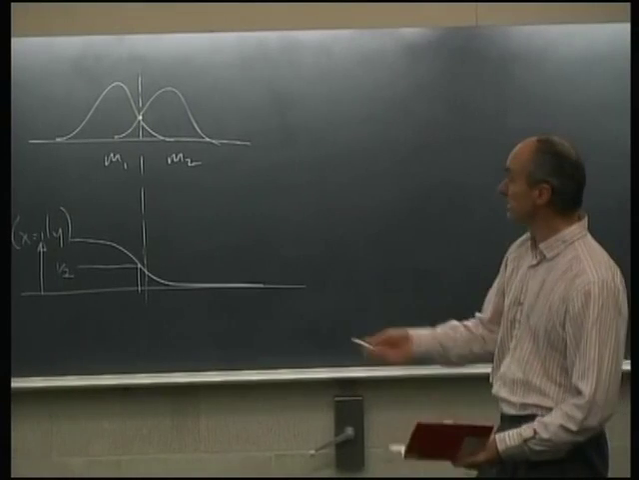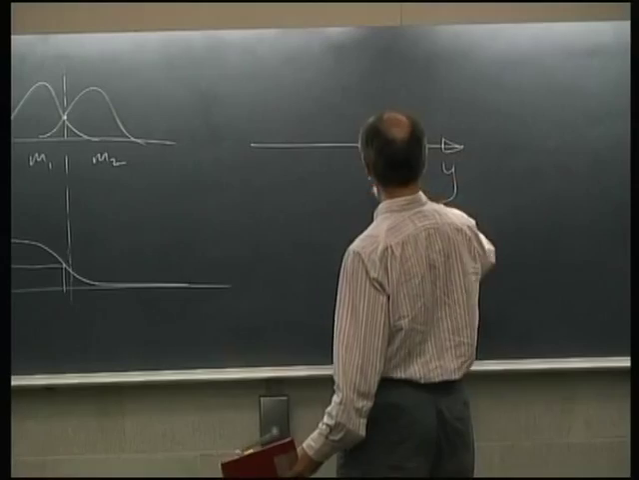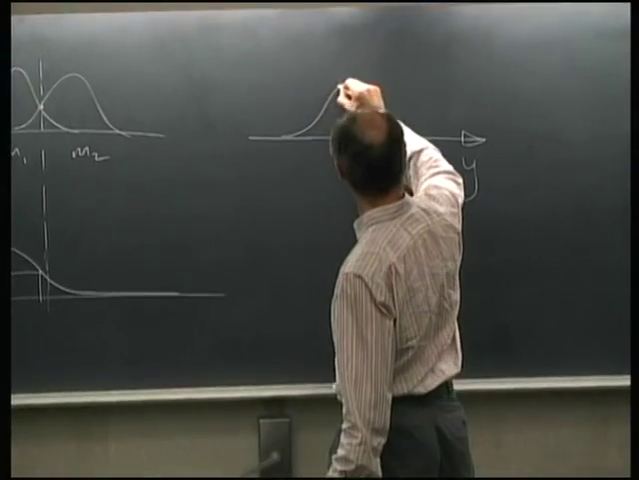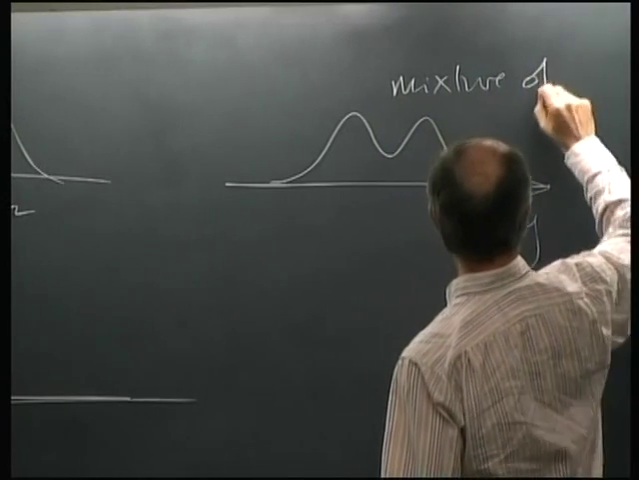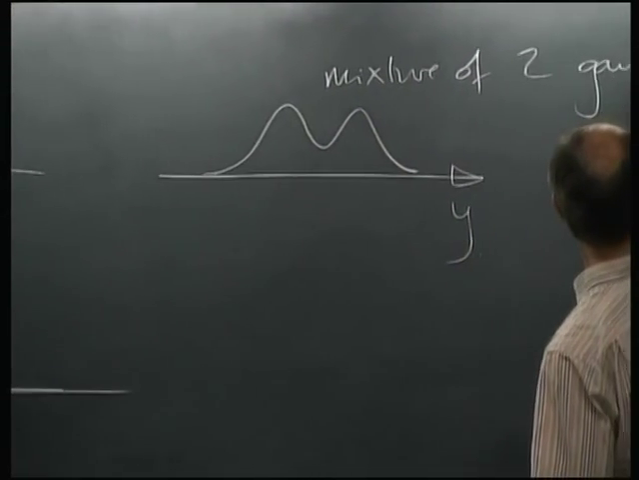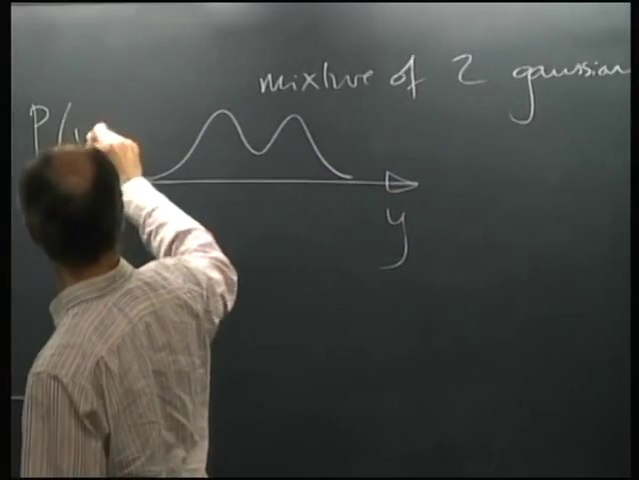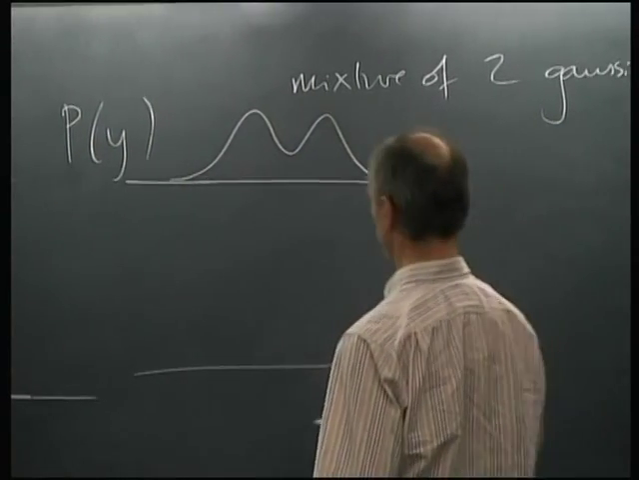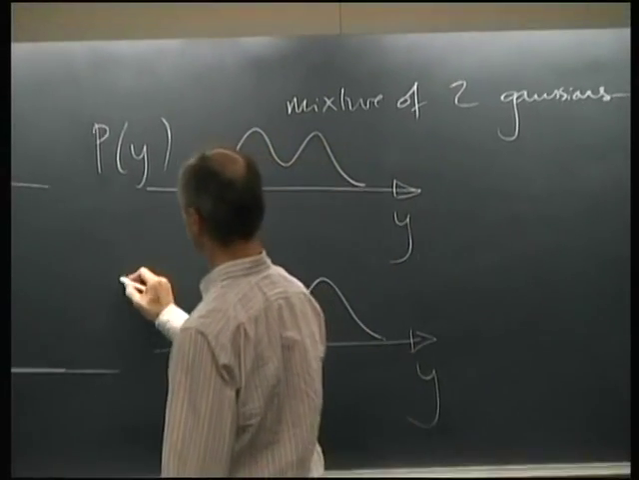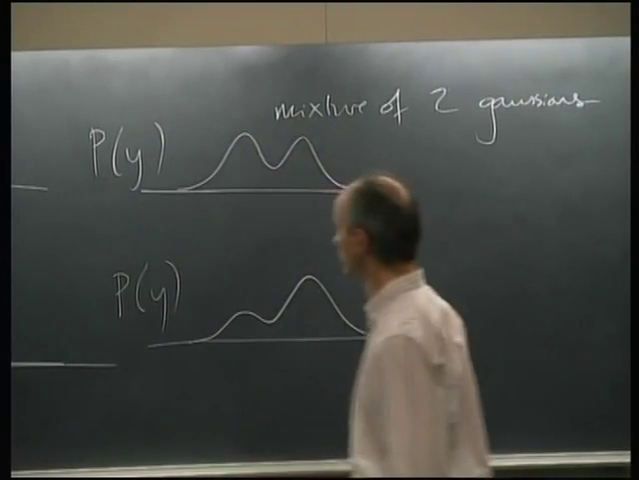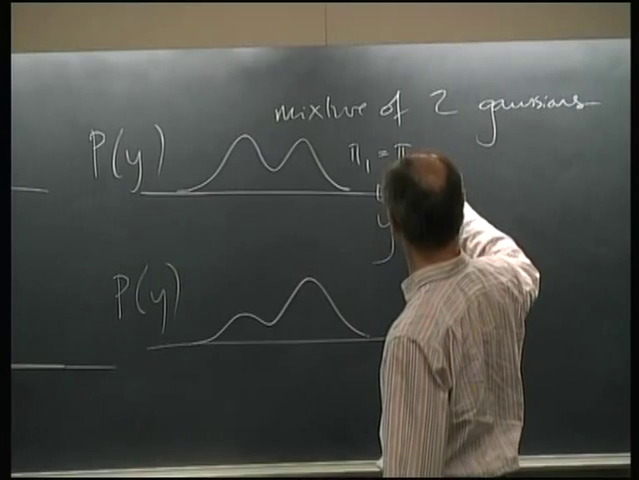So if I tell you I'm going to use this channel, then the output of the channel, y, is a real number whose probability distribution is a mixture of two Gaussians. That's what P of Y looks like. Or depending on pi 1 and pi 2, it might look like that. Okay, that's what it looked like if pi 1 and pi 2 were equal.